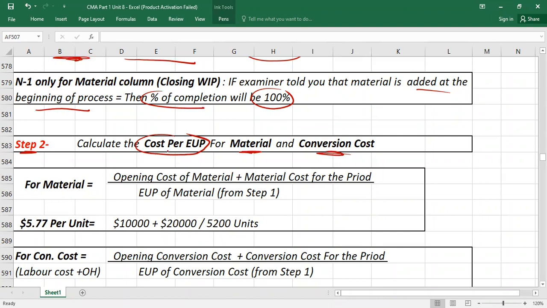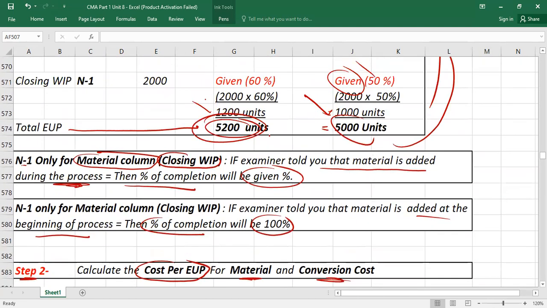So first of all, I want cost per equivalent units for what? For material. This is the cost per equivalent unit of production for material. What I'll do? This is a weighted average. Average cost you have to take. If last year material cost is given, plus this year material cost is given, I'll take both. I'll take opening cost of material, means last year material cost, plus material cost incurred during the period, means the current year. So this will give you total material cost divided by what? Equivalent units of production from step number one for material column.